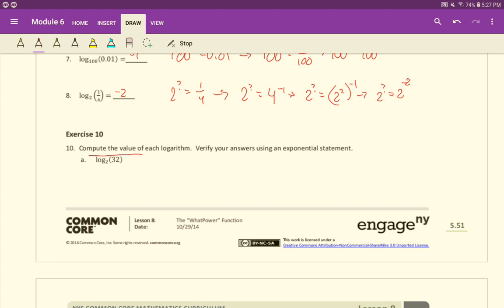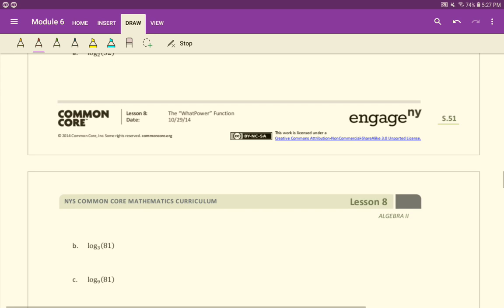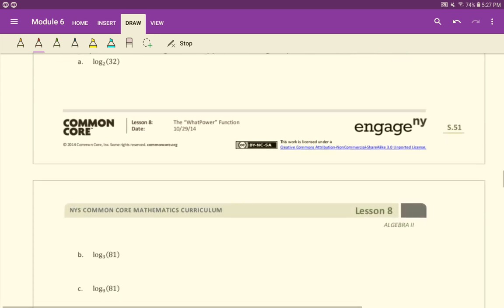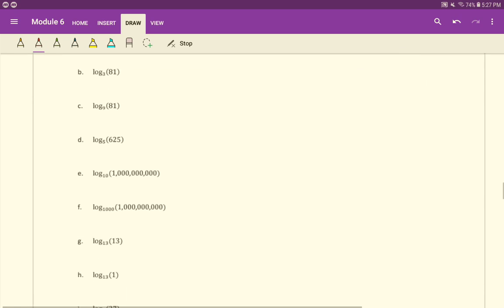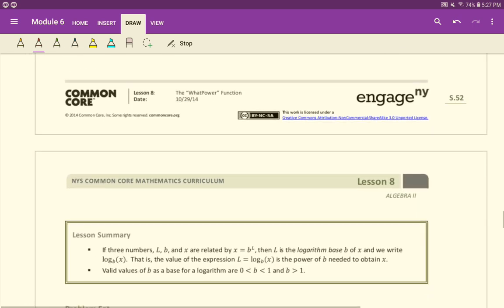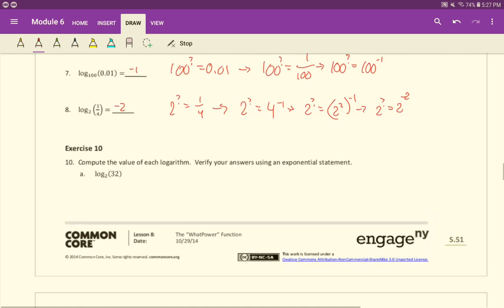And so we'll continue here with some of these in exercise 10, looking at the values we want to compute. Same kind of deal. Just pause the video and go ahead and try 10a, b, c, d, e, f, g, h, i, j, k, l, m. Go ahead and try all those, and I'll go through them here.